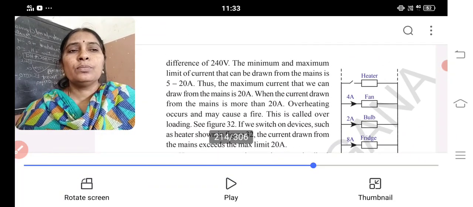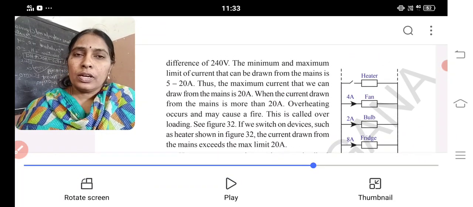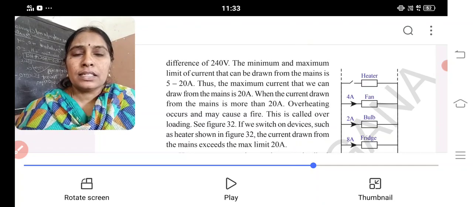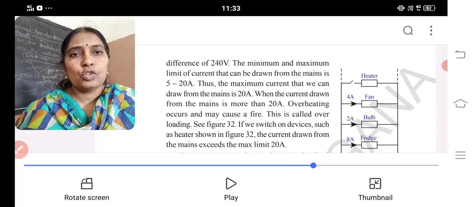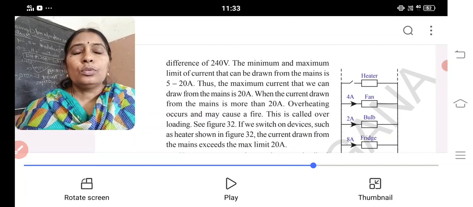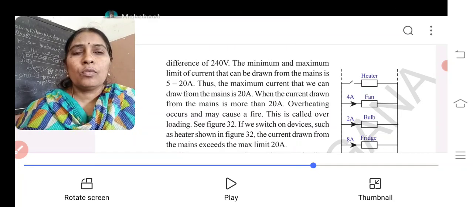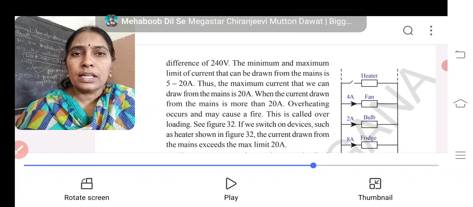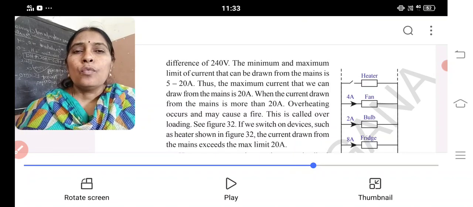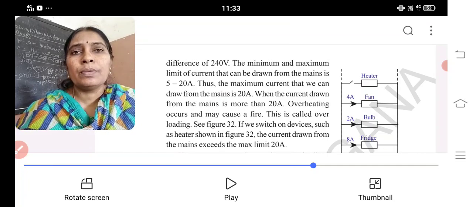Okay, what is meant by overload? Already we discussed that electricity enters our house through two wires. They are said to be lines, and through the two lines how much voltage passes? 240 volts. And what is the current passed through the two lines? 5 amperes to 20 amperes. 20 amperes is the maximum current passed through those lines.